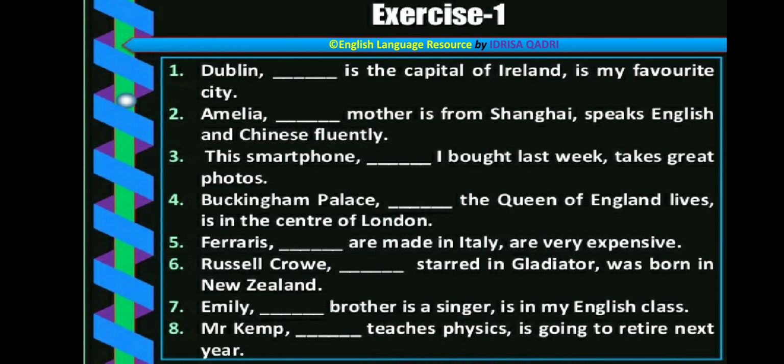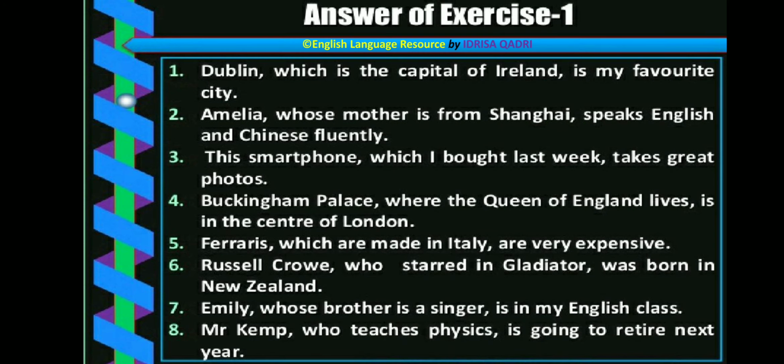Here you can have a practice exercise. In order to understand the concept very well, you can fill the blanks with appropriate adjectival clauses. Now you can pause the video for a practice session. In order to check the answers, play the video and move to the next slide to know the answers.